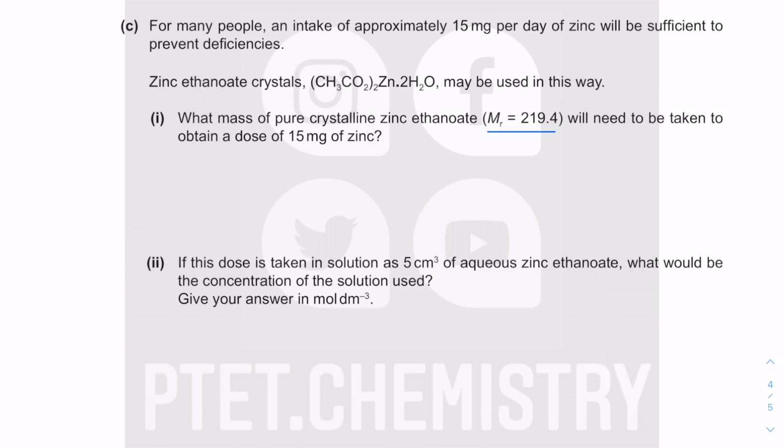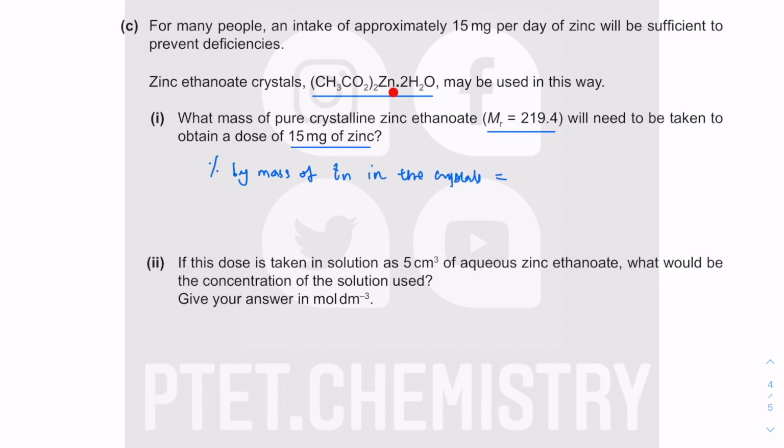So now you know you want a dose of 15 milligram of zinc. You want 15 milligram of zinc, and you want to know in zinc ethanoate, which is this thing here. So that is zinc ethanoate. I'll just underline it. Okay, so what is the percentage by mass of zinc in the crystals?